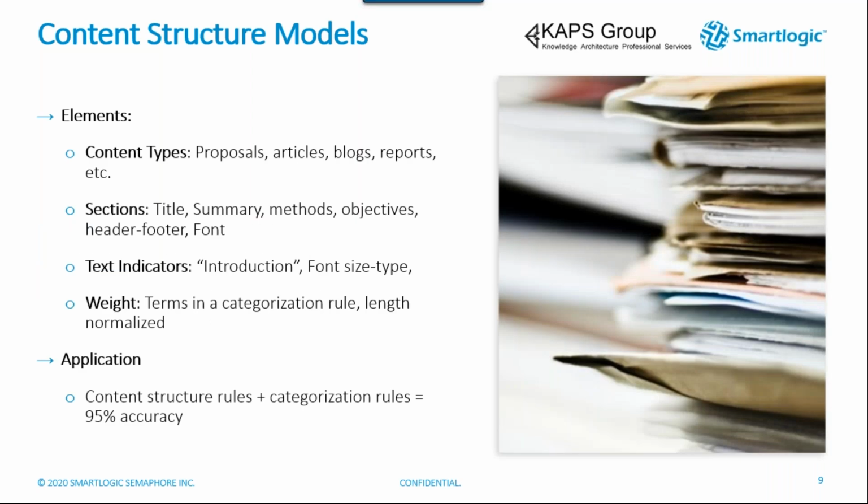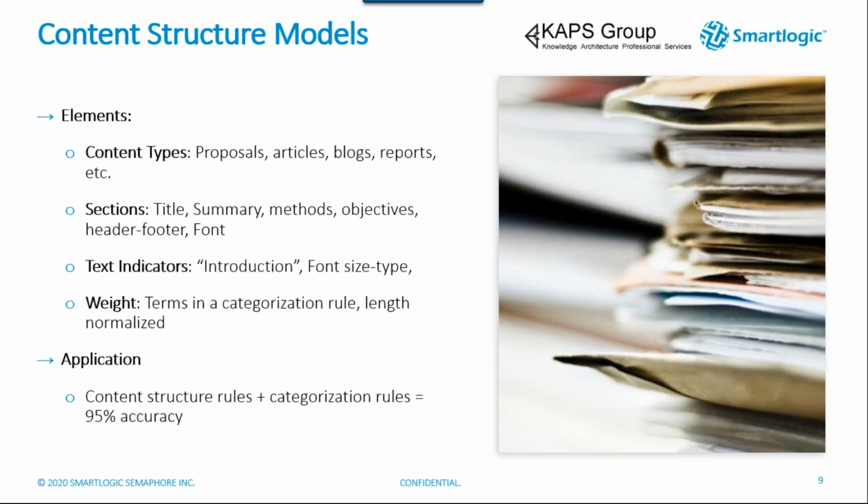Okay, so let's dive into that a little bit more. Content structure models have four basic elements. Number one is content types. They've been around for a long time. People have put a little bit of effort into it, very often when they want very formal documents. Turns out that there's a variety of different types, and each one tends to have a different kind of structure: proposals, articles, blogs, and so forth. So content types create the taxonomic structure for a content structure model.